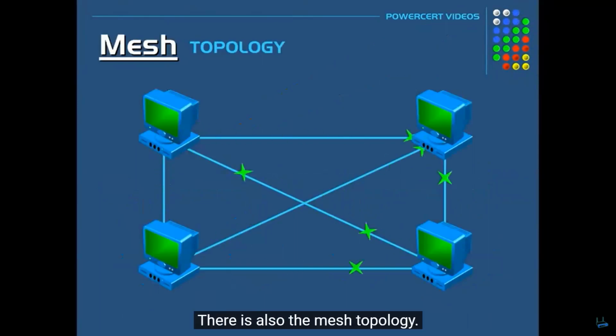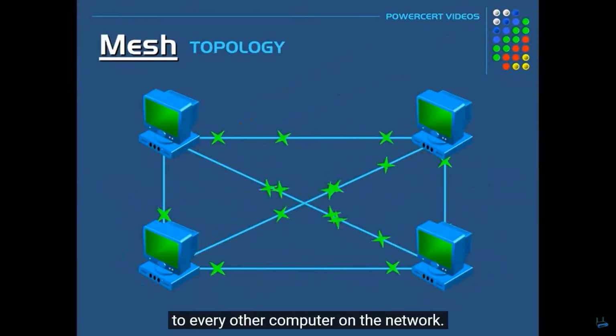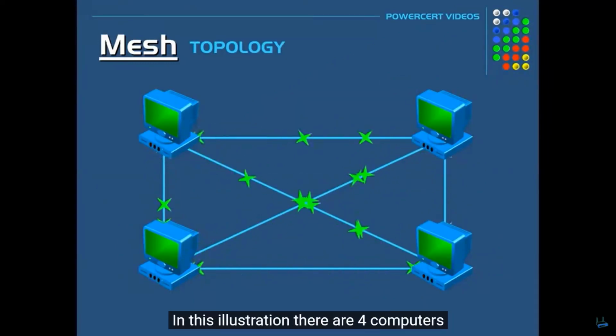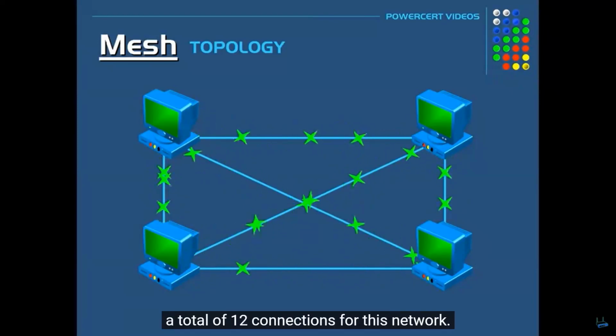And there is also the mesh topology. Now, in a mesh topology, each computer on the network is connected to every other computer on the network. So by having so many connections, it handles failure very well. In this illustration, there are 4 computers with 3 connections on each computer, which makes a total of 12 connections for this network.